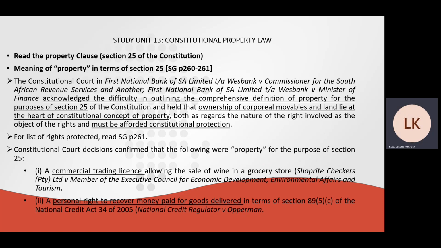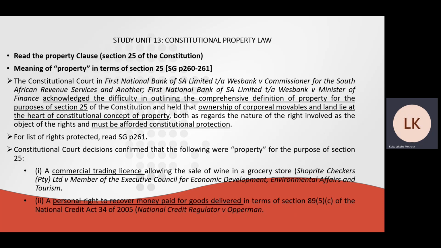Now, let's move to Unit 13. Unit 13 is dealing with constitutional property law. Here, the most important section in the Constitution is Section 25. I suggest you look at the definition of the meaning of property in terms of Section 25 on pages 260 and 261 of the study guide.